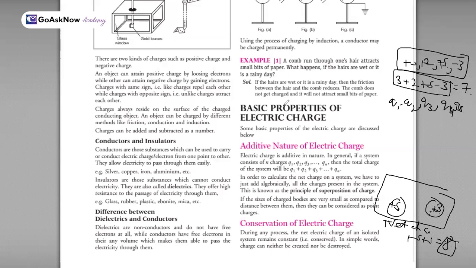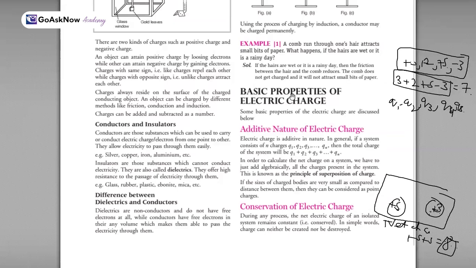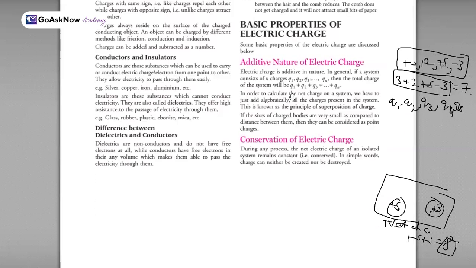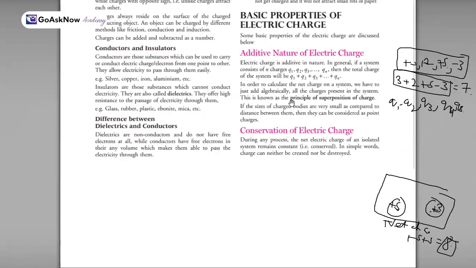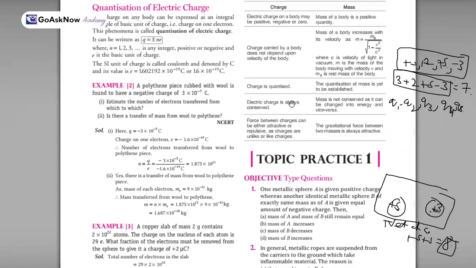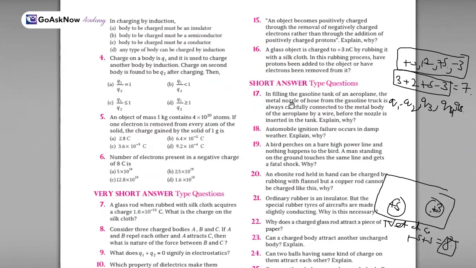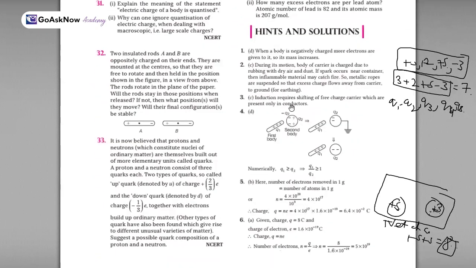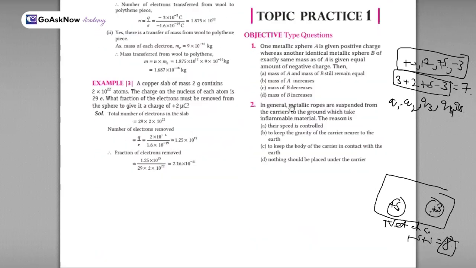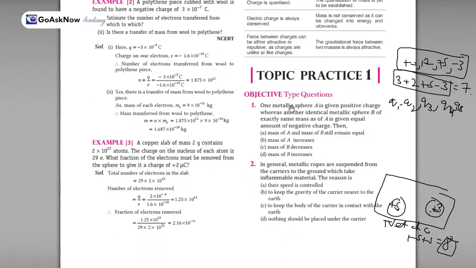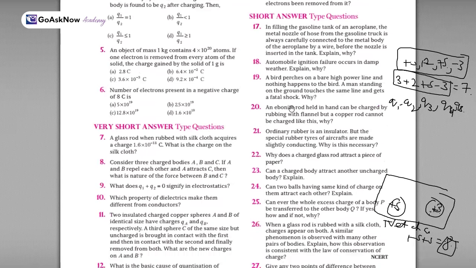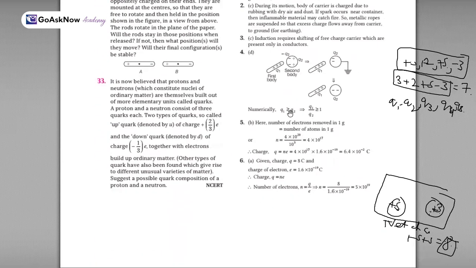So I hope that you got this point. Two basic properties of electric charges I have told you. One is the additive nature of electric charge, and the other is the conservative nature of electric charge. Now we will see the questions in the next lecture, because we will first cover the theory part. Then in the next lecture we will cover the questions also.